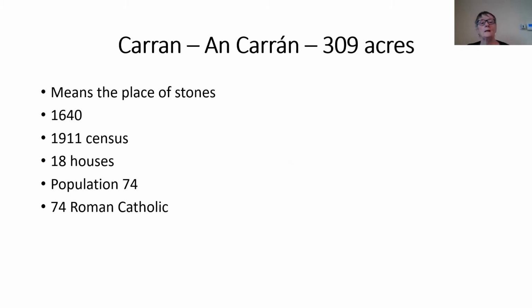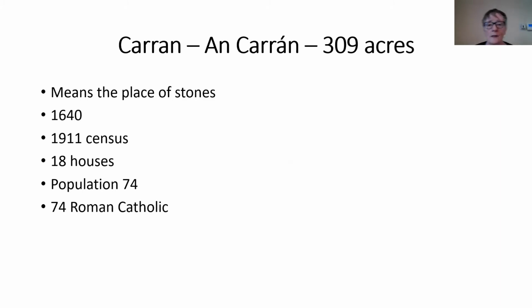Carron means the place of stones, and you'll see when you go through the townland names that there are prefixes that you start to recognize, that anywhere that has a beginning of lis or more, it means fort. Anywhere you have carrig, you have rock or stones. Tulla is the hillock of, and Ballia is the townland of. So you start to recognize your prefixes.